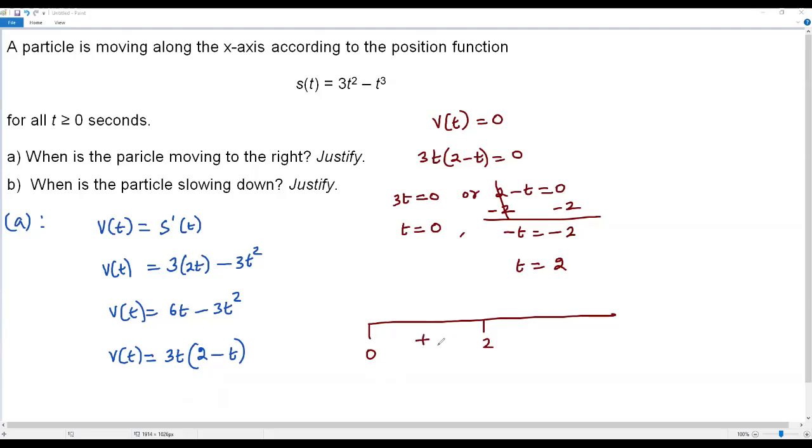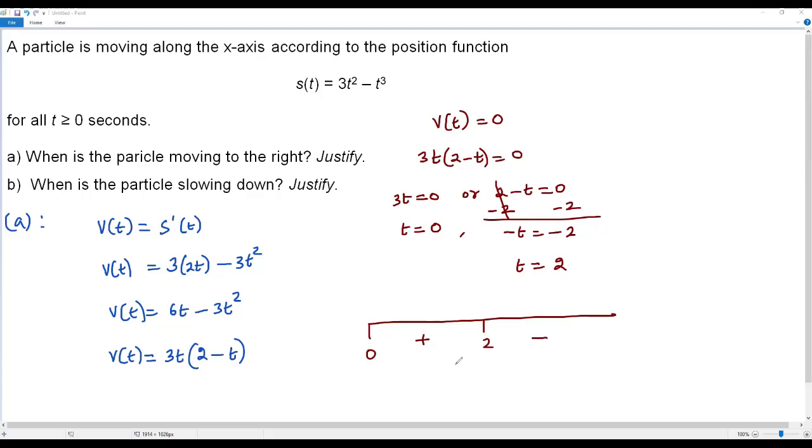Okay, now let's take the second interval, t greater than 2, with the velocity function. The random value we take in this interval is 3. When I plug in t equal to 3, I get 3 times 3 times, and 2 minus 3 becomes negative 1. So the first 3 is positive, the second 3 is positive, and the third number is negative. Positive times positive is positive, and positive times negative is negative. So in the second interval, when t is greater than 2, the velocity is negative.